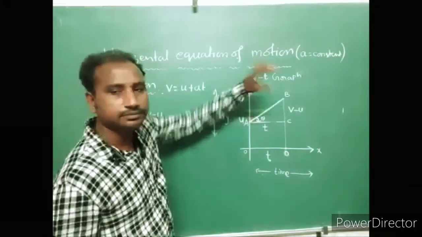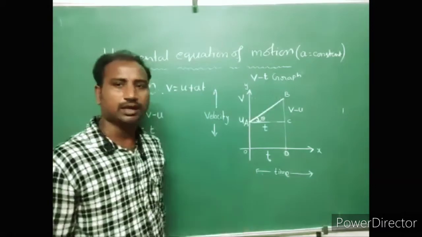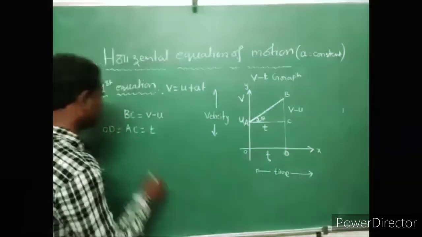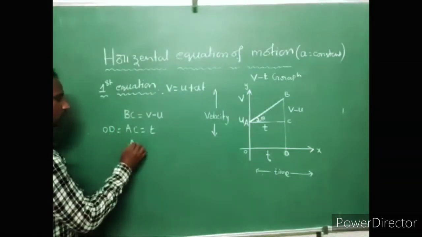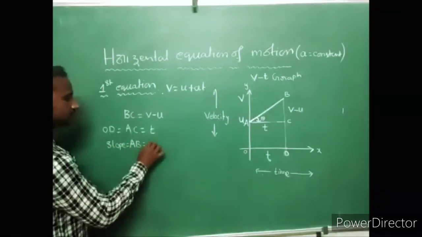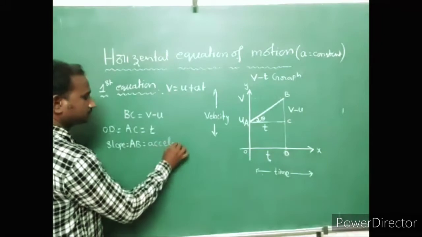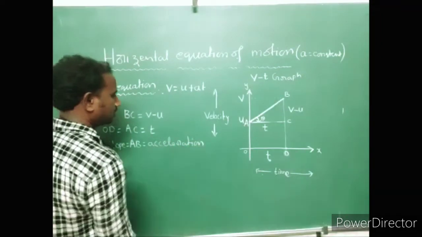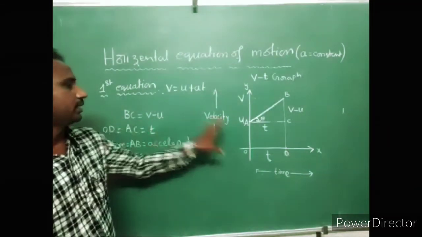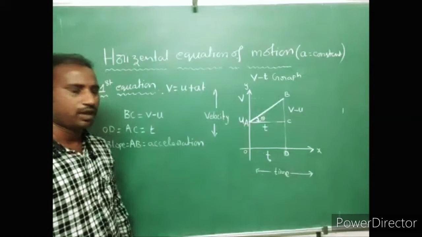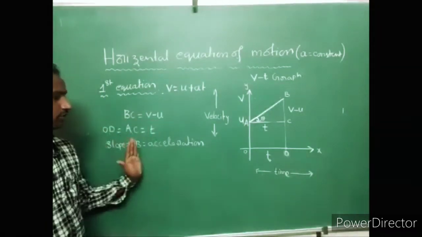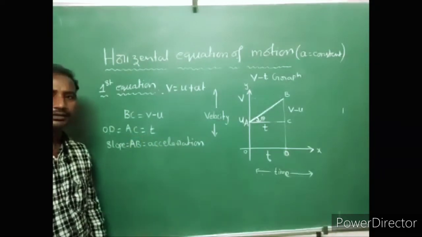But what about AB? Here, AB represents acceleration. So just identify that slope. Slope AB equal to acceleration. Understood? Do you have any doubt? Okay, so this information is collected from this graph. BC equal to V minus U, OD equal to AC, that is equal to T, slope AB is equal to acceleration.